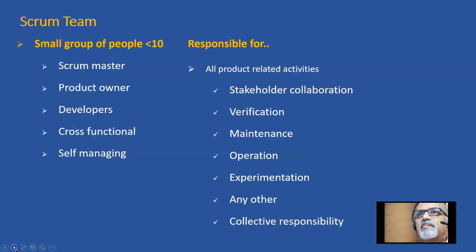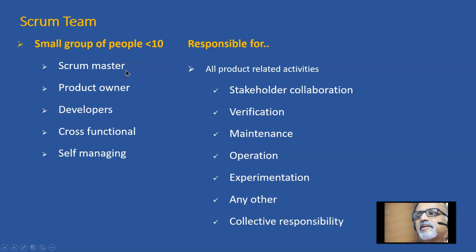Let us move on. Then Scrum Team. Scrum Team is a small group of people, less than 10. And this 10 includes the Scrum Master, who is a kind of a project manager, but maybe a servant leader. Scrum Master, product owner, developers, and the team will be cross-functional and self-managing.